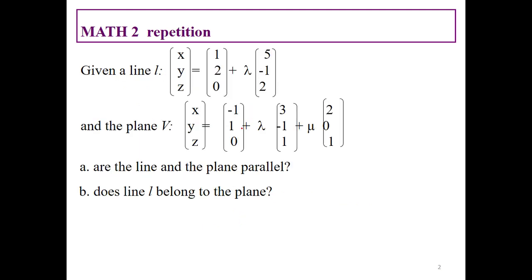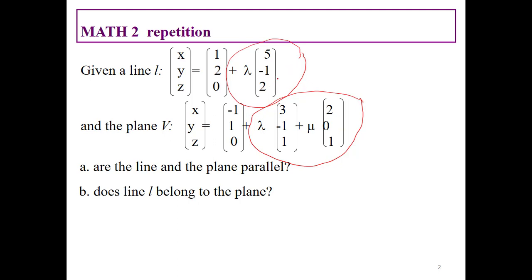If we look at what we've learned in the last lessons, we were talking about lines and planes, and we could draw conclusions about those lines and planes. For instance, question A: is the line L parallel with the plane V? Okay, how could we figure this one out? If we look at parallel, it means that we have to look at the direction vectors. So the direction vector of L is (5, -1, 2), and the direction vectors of the plane are (3, -1, 1) and (2, 0, 1).